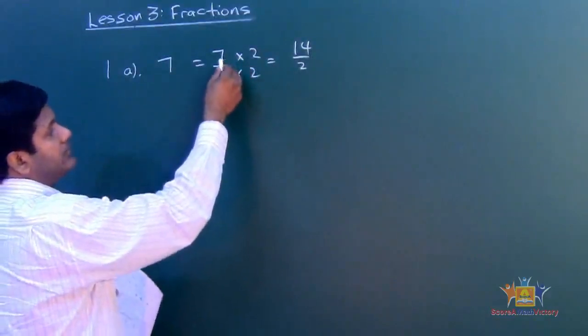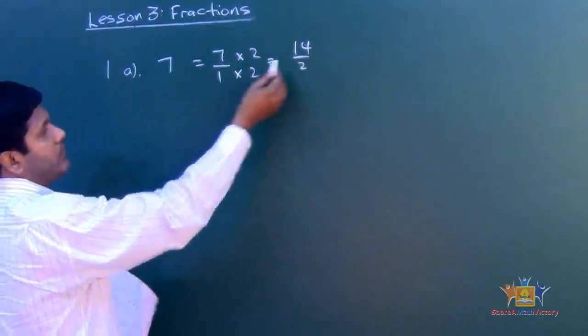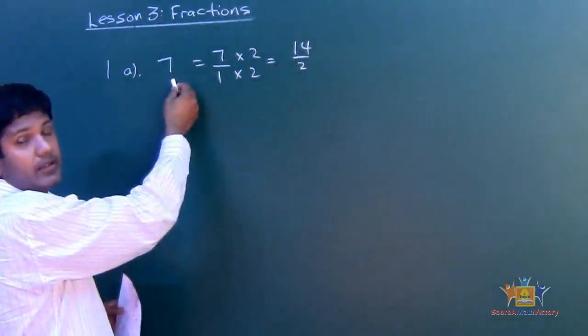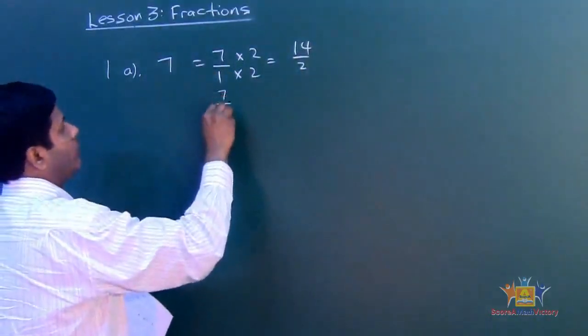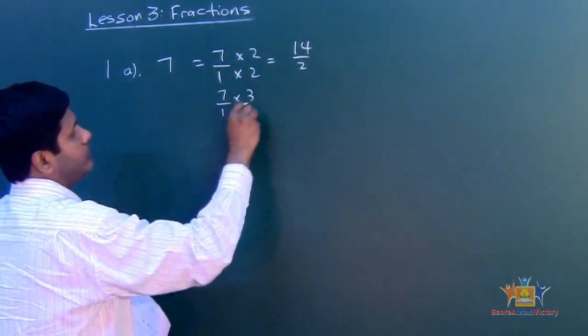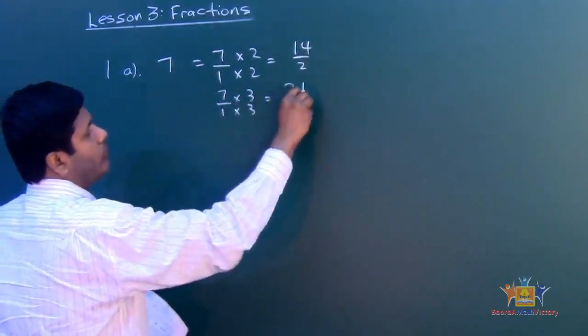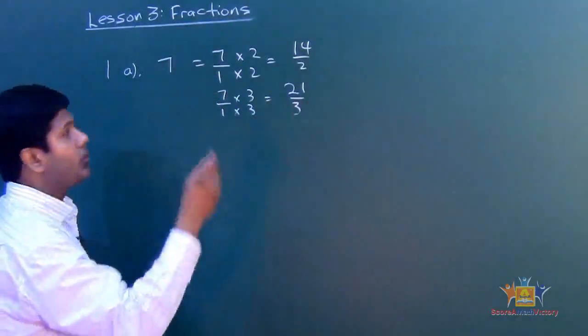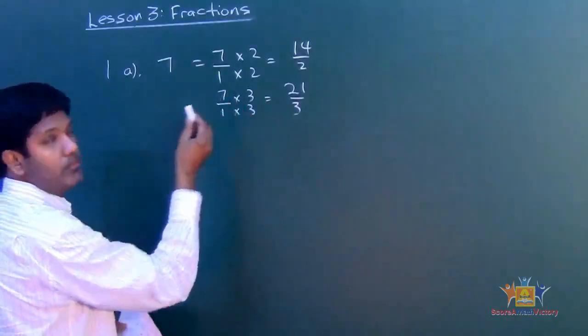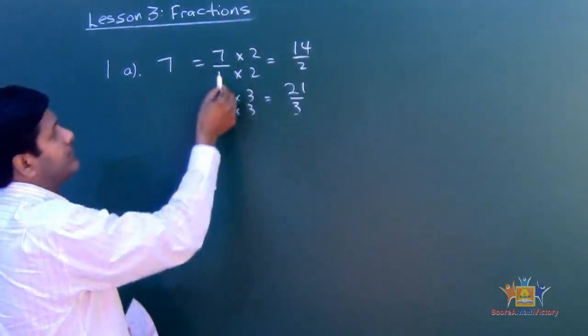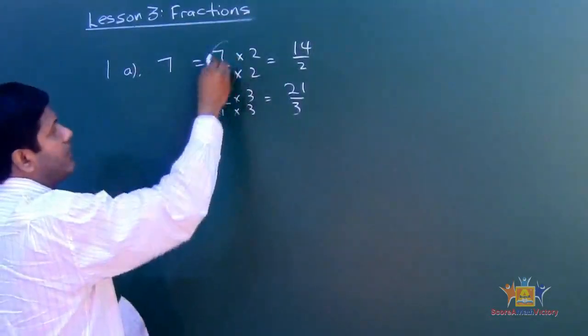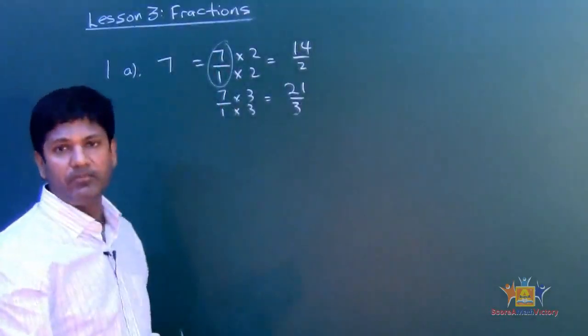7 over 1. See, 7 divided by 1 is 7. 14 divided by 2 is 7. As long as it gets to 7. Or you can even put 7 over 1 times 3, times 3, which gives you 21 over 3. As long as you multiply the numerator and the denominator by the same number. Once you put in 7 over 1, you can also just leave it as 7 over 1 as an improper fraction.